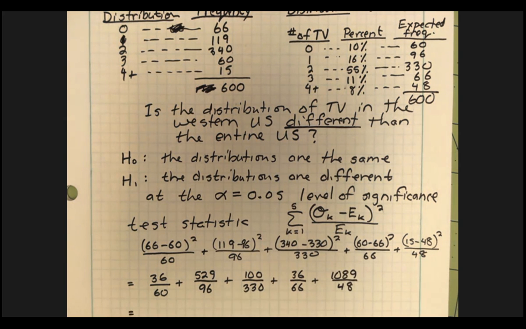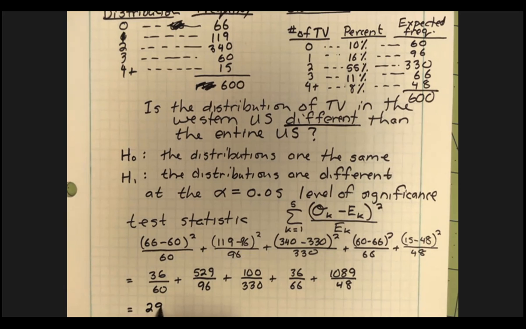Now let me add these together on my calculator here, but I won't put this under the camera. 36 divided by 60. Since there's only five terms, I'm not so upset about typing these in. Plus 529 over 96, plus 100 over 330. I'll show you the shortcut in a second. Plus 36 over 66, excuse me, plus 1089 divided by 48. And I get 29.6464 if I take it out to four decimal places. This is my test statistic.